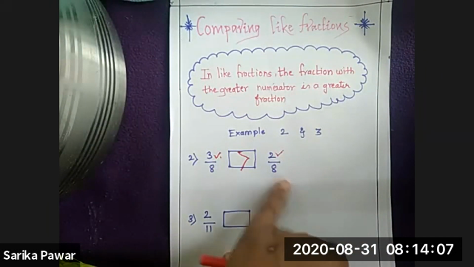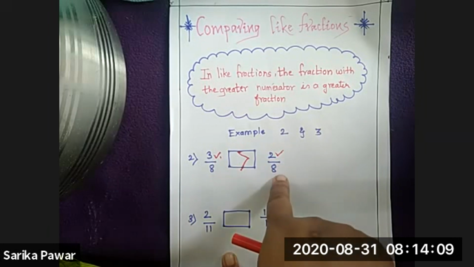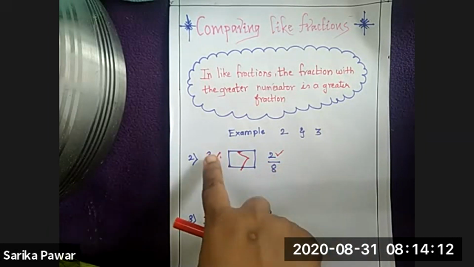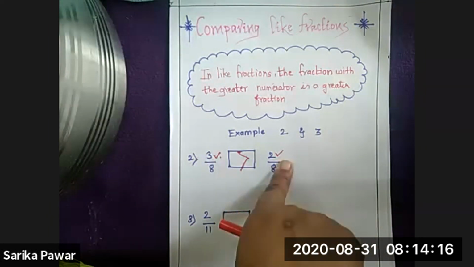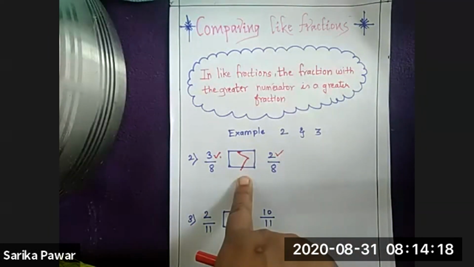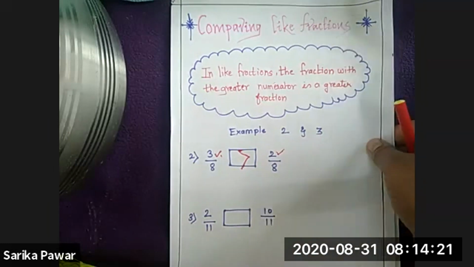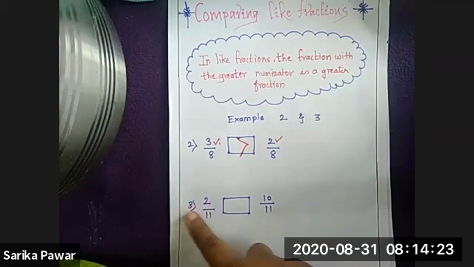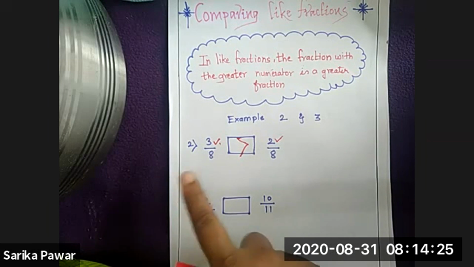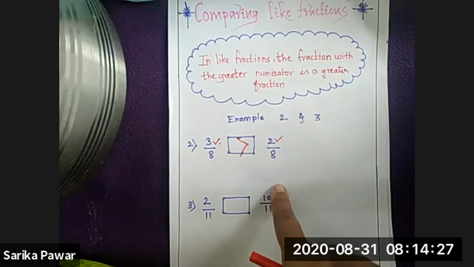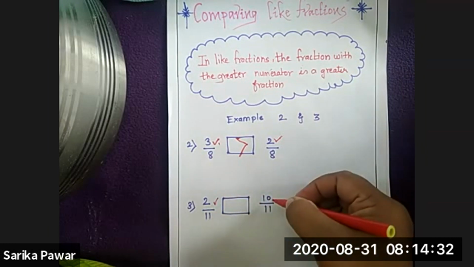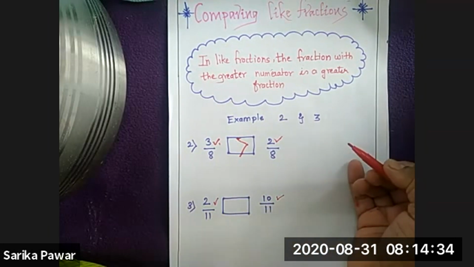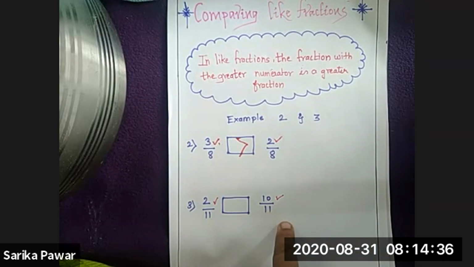Got it? Means if the denominators are the same, that time we have to compare the numerator value. And with the numerator value, we will decide greater and smaller fraction. See problem number 3. 2 upon 11, 10 upon 11. Here the numerator is 2 and here the numerator is 10. And denominators are the same, that is 11, 11.